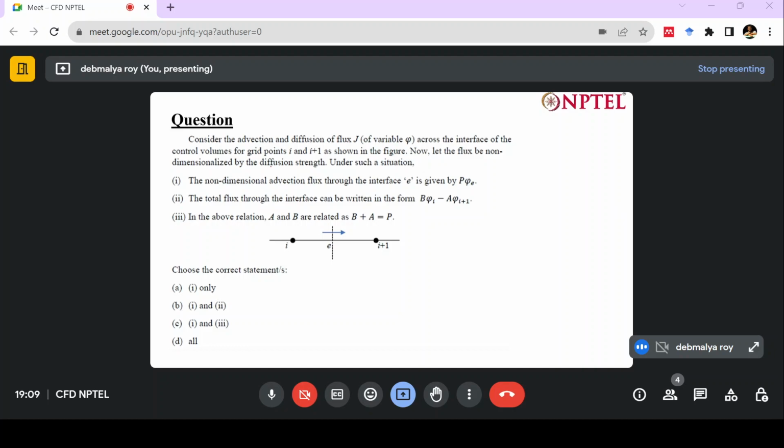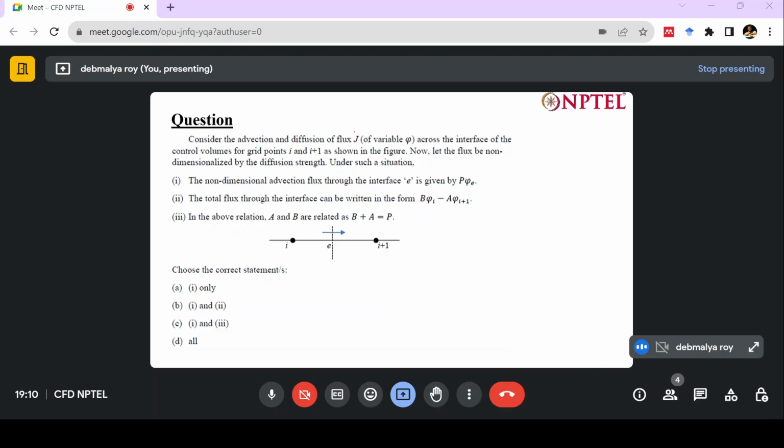Consider advection and diffusion of flux J of variable phi across the interface of control volumes grid points I and I plus 1. After that, three statements are given, and we have to find out which are the correct statements. So this is a very familiar setup by now. There are two grid points I and I plus 1, and there is an interface.